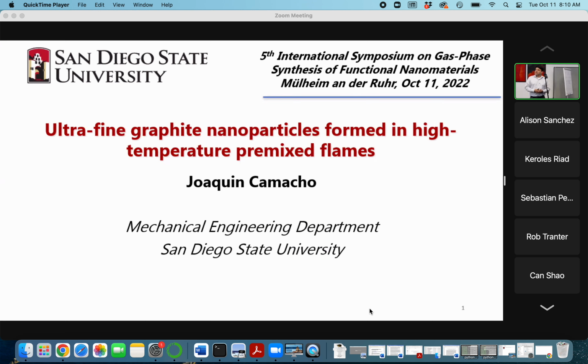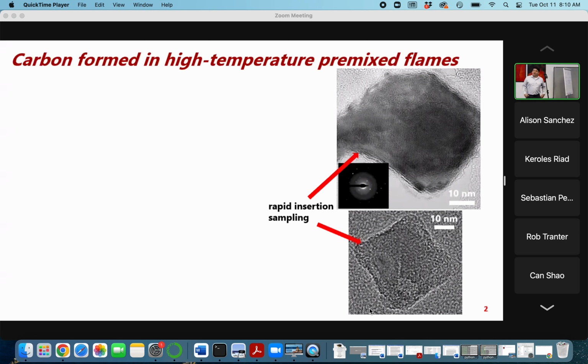Thank you. So yeah, I'll start my talk with the beginning of our story, where we started seeing these particles in our premixed flames. And these are higher temperature, meaning about 2200 Kelvin, so hotter than typical laboratory flames and engines. And what we saw were these basically crystals, these graphite crystals. And of course, we were very excited.